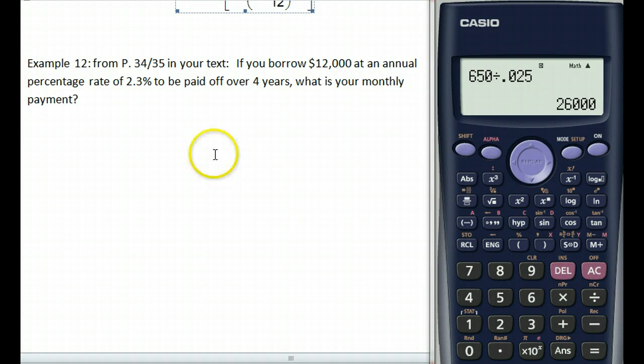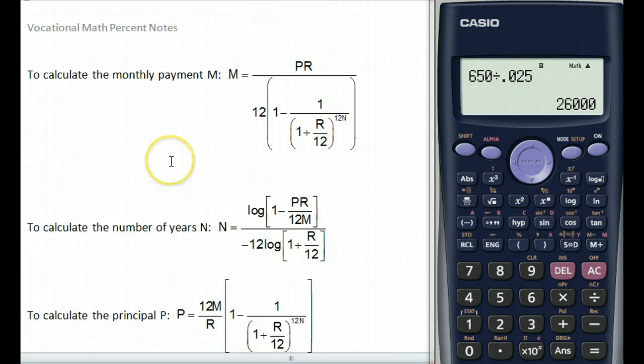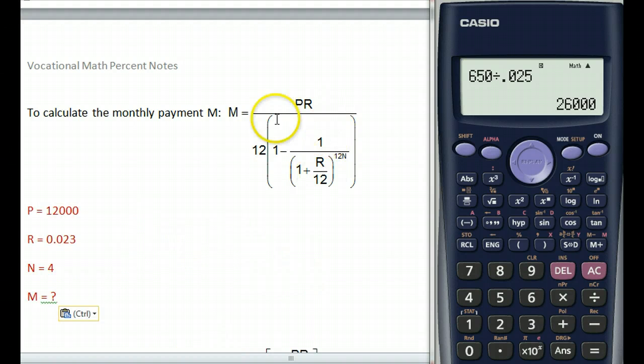So I'm going to borrow $12,000. How much I'm borrowing is P, so P is $12,000. The percentage rate is R, and that's 2.3%, and we always write it as a decimal. And then the time I want is 4 years. So I know P, I know R, and I know N, but I don't know M. Let me copy these and put them right next to this formula, because this is the one we're going to use. I want to know M.